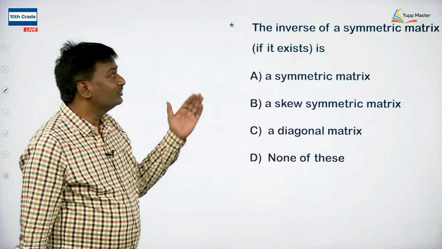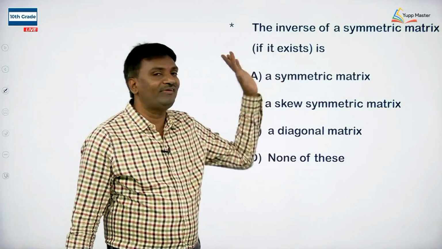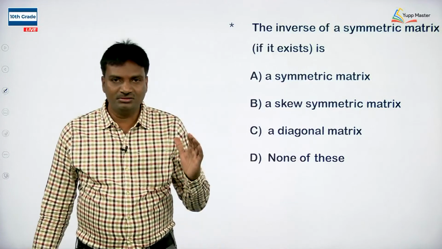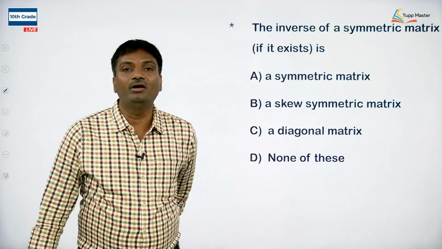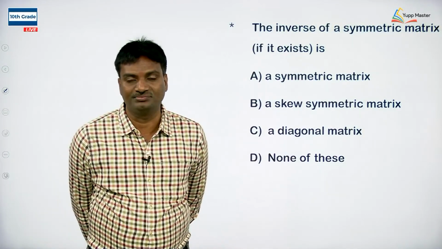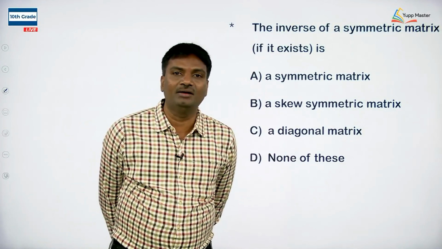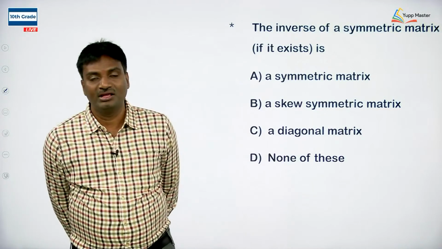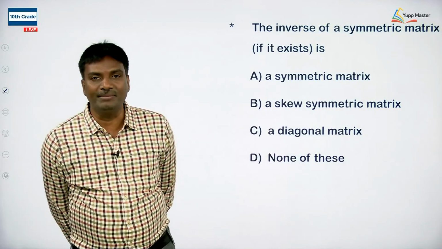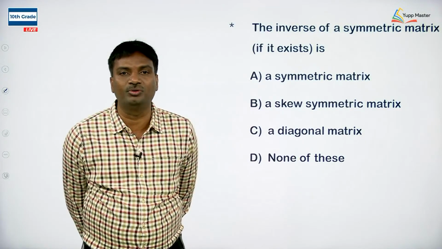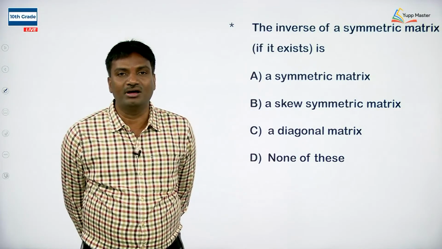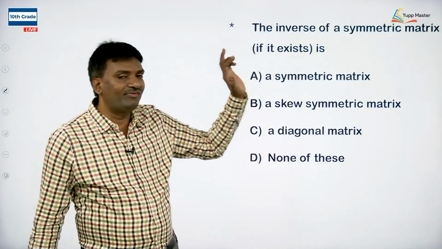Next problem: the inverse of a symmetric matrix, if it exists. Exists means we must take a symmetric matrix as a non-singular symmetric matrix. Then only we can find the inverse of the given matrix. If the matrix is singular, meaning the determinant of the given matrix is 0, then it is not possible to find the inverse of the matrix. So that's why here we have 'if exists'.